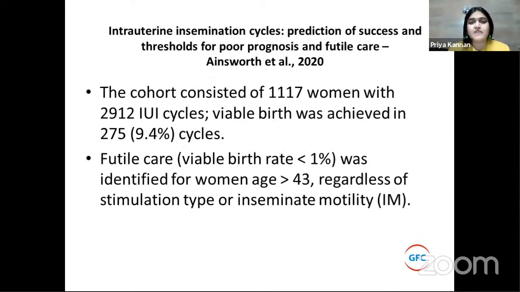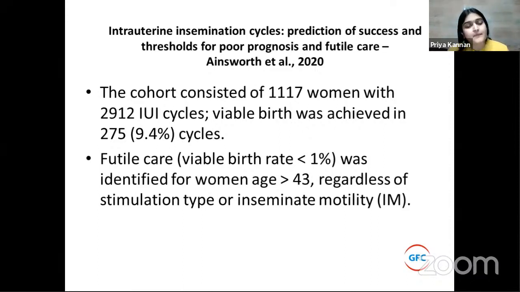Insemination cycles, there was a very recent paper, as I was just telling you before, with 1,117 women with 2,912 IUI cycles. The viable birth was achieved in 275. That is about 10% of the cycles, of which they had segregated also when the treatment was futile. They said that a less than 1% viable birth rate, which they call futile care, was identified when women more than 40 were inseminated, regardless of the stimulation type or inseminate motility.